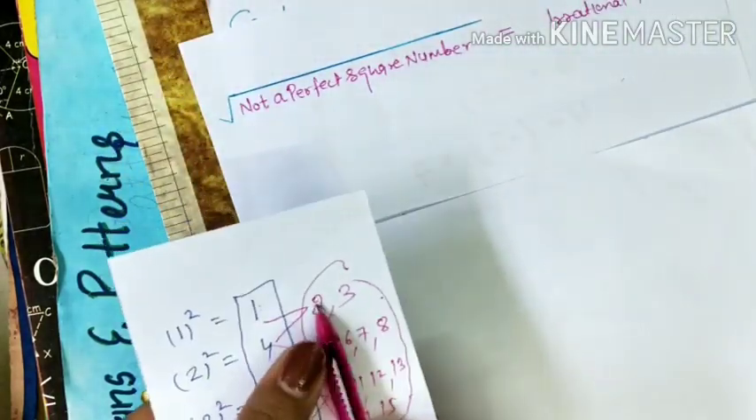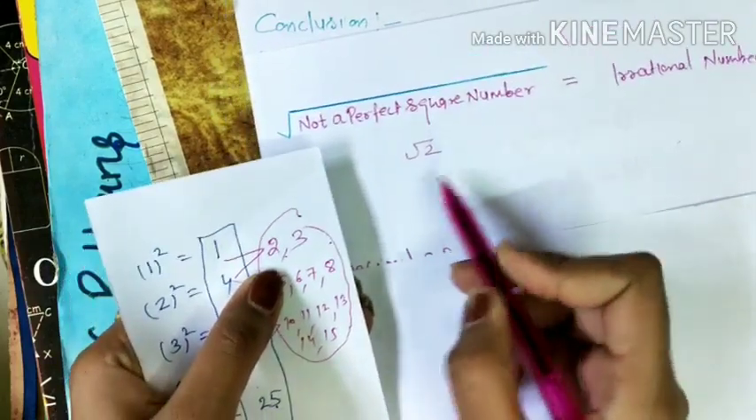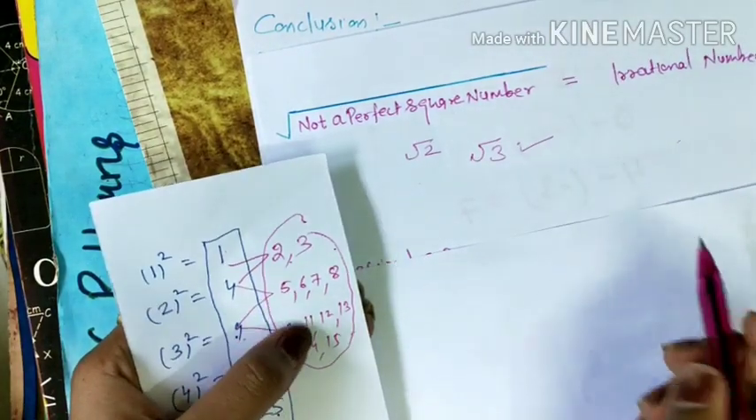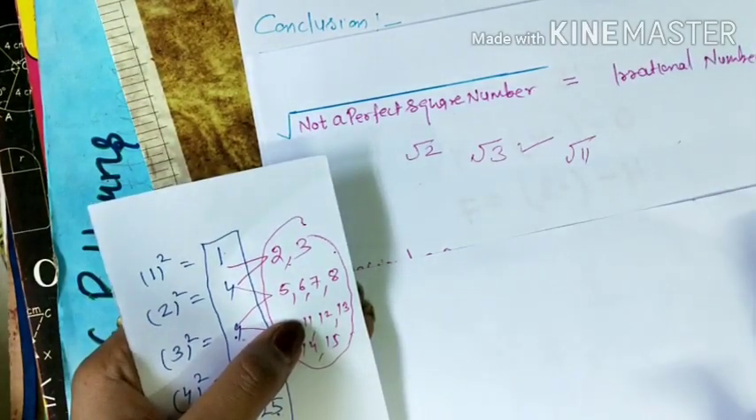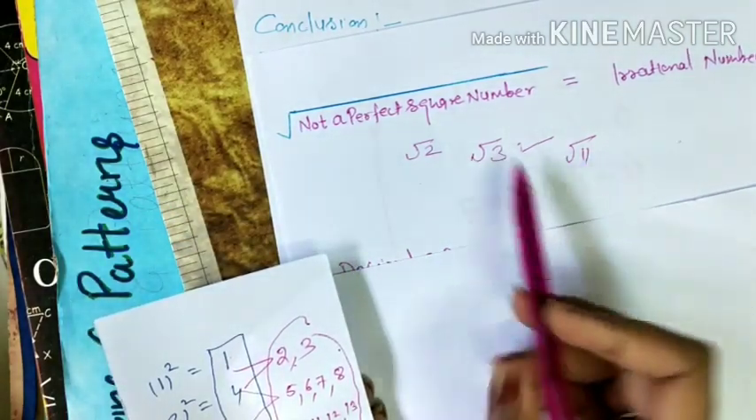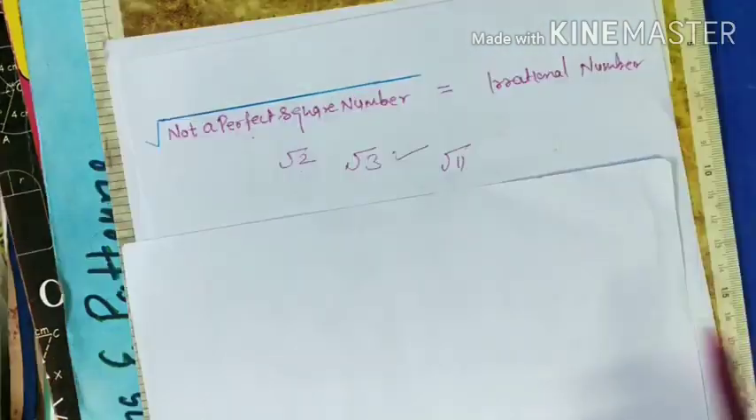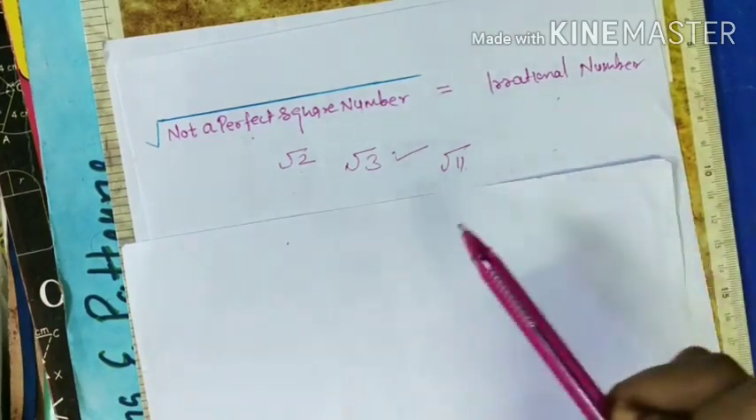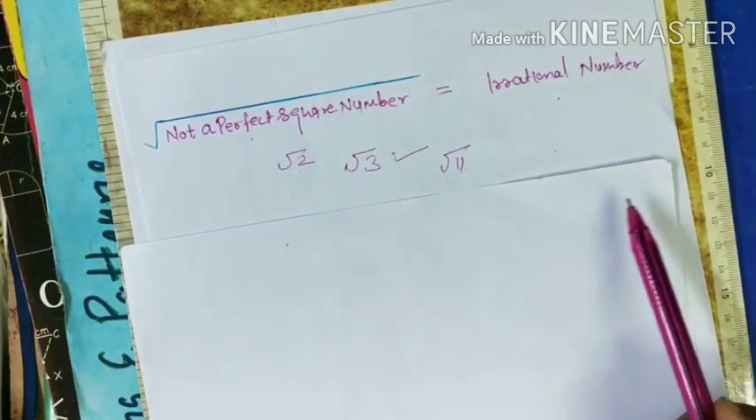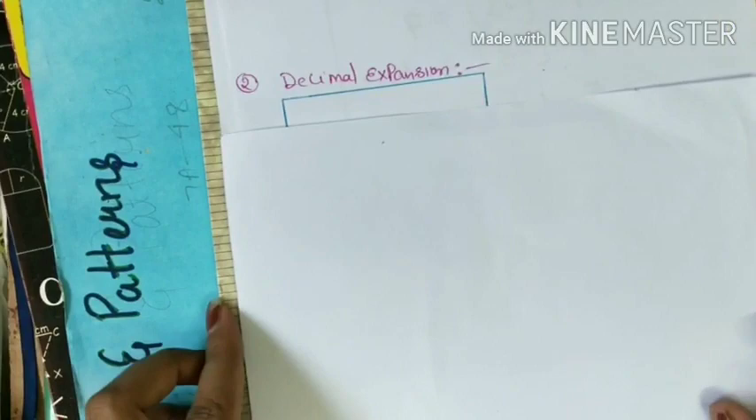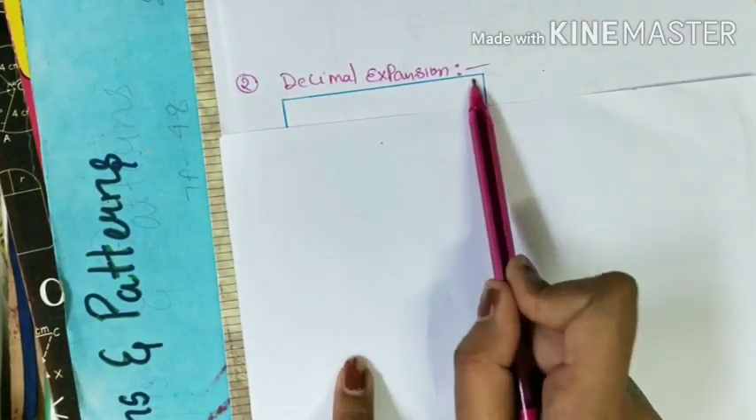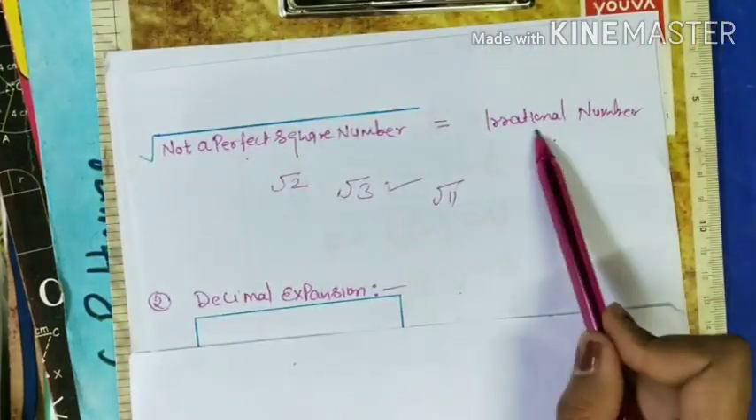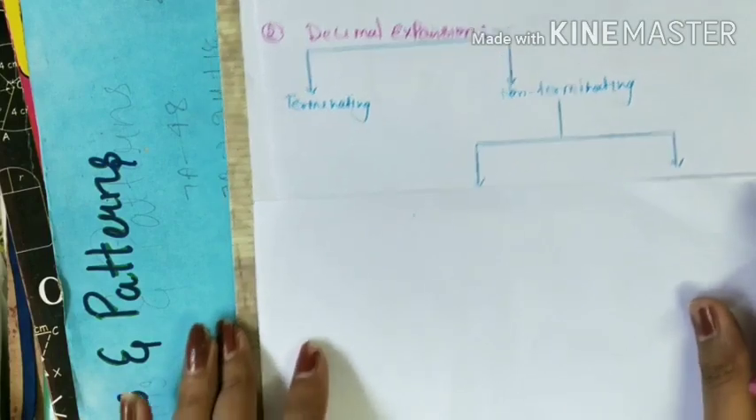Non-perfect squares you can take, children, 2. If I write under root 2, this is an irrational number. If I take under root 3, this is also an irrational number. If I write under root 11, this is also an irrational number, because 2, 3, 11, these are not perfect squares. Now you can identify, children, whether the given number is rational or irrational if numbers are given in the form of square root. Let's move to the second part. If numbers are given in the form of decimal expansion, then how to identify whether the given number is rational or irrational. Now let's move to the next.